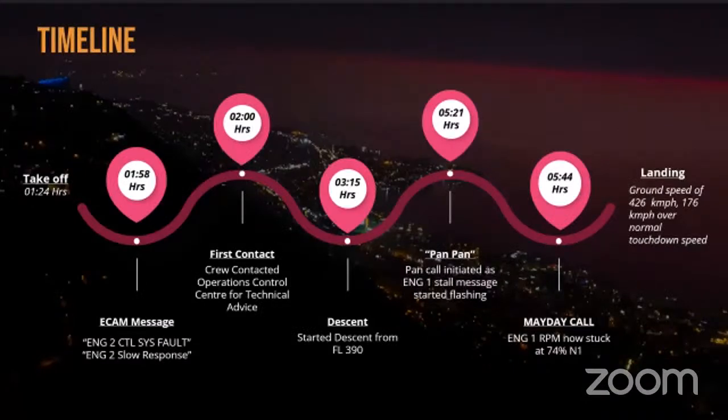Next slide. Let us look into the timeline of the events. After 34 minutes of takeoff, the crew received a message of engine 2 control system fault and engine 2 slow response. The crew immediately referred to the quick reference handbook, which says that they need to avoid rapid thrust changes. They also contacted the operations control center, wherein the maintenance engineer told them to do the same. At 0521 hours, the engine 1 stall warning flashed and the crew declared Pan to ATC. Thereafter, the engines lost thrust control and were stuck at 74% RPM and 71% RPM. Emergency changed into Mayday call and the aircraft landed with 170% of the normal touchdown speed.